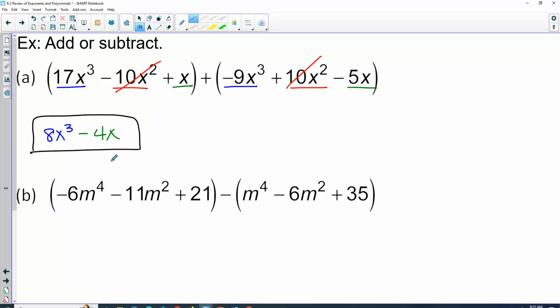Do you guys remember adding and subtracting? Okay. What's the trick to remember if there's a subtraction? Yes. Change it to an addition and distribute that negative through. So a negative 6m to the fourth and a negative 1m to the fourth. Negative 11m squared and positive 6m squared. Positive 21, negative 35. Negative 14. Testing your mental math here.